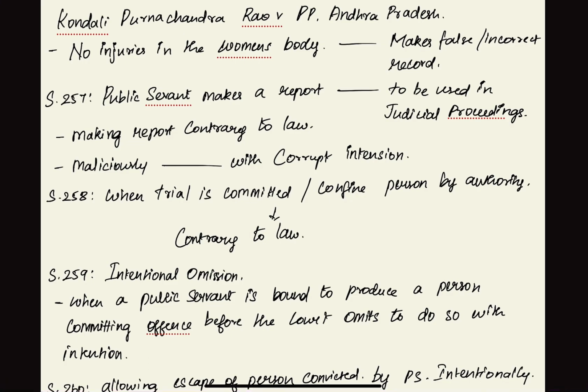Section 257 deals with public servant making a report. So such report could be used for the purpose of judicial proceedings, and if the public servant makes such report contrary to law with corrupt intention and with malicious kind, he commits an offense under this section 257. So public servant should not make report that is contrary to law with corrupt intention.